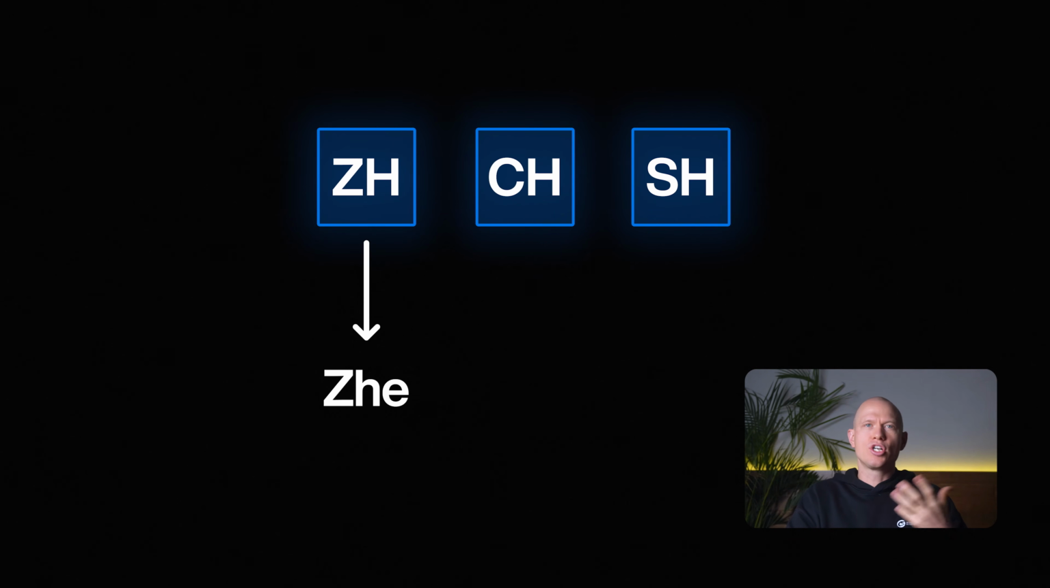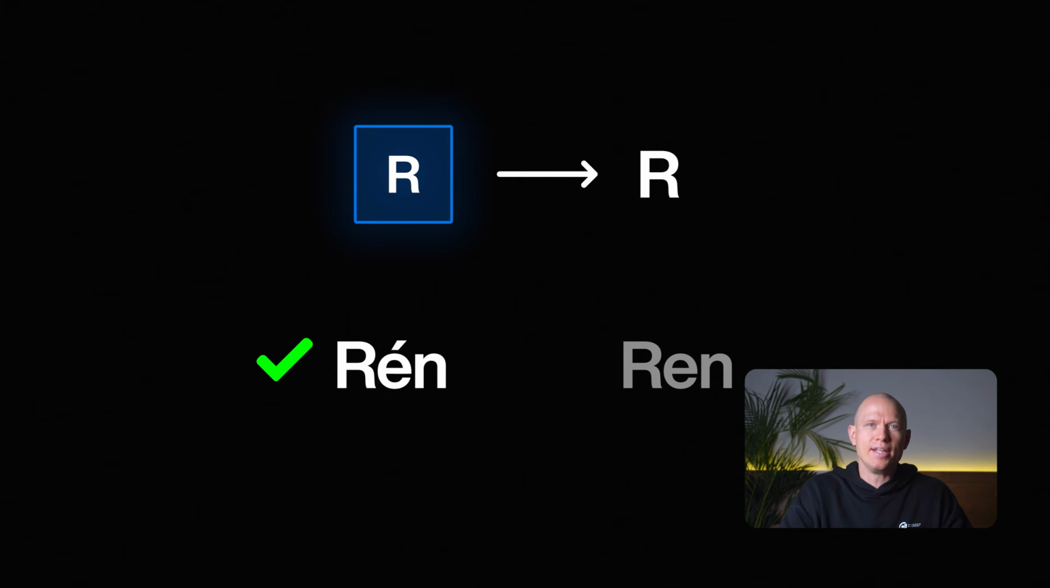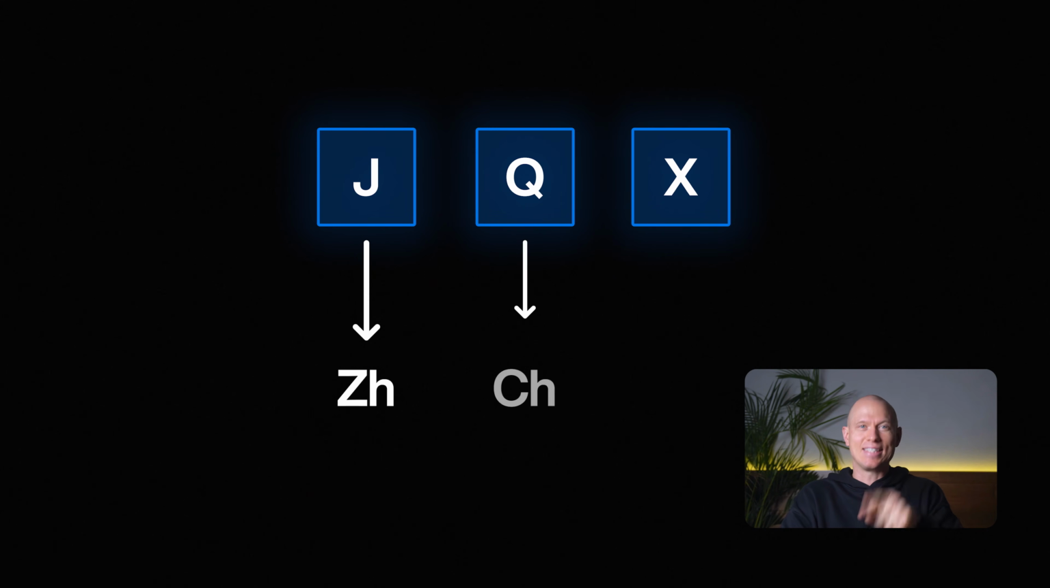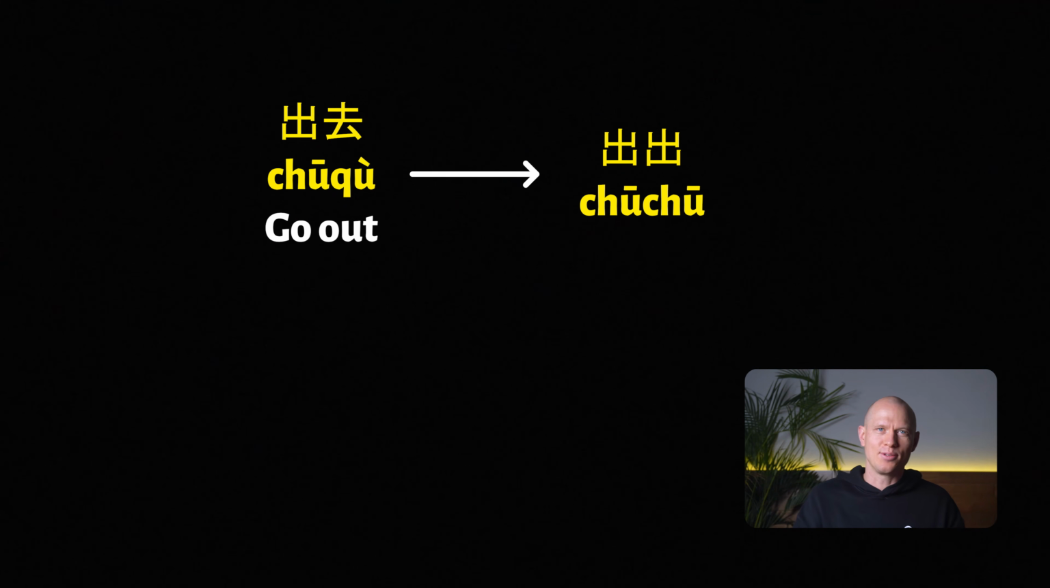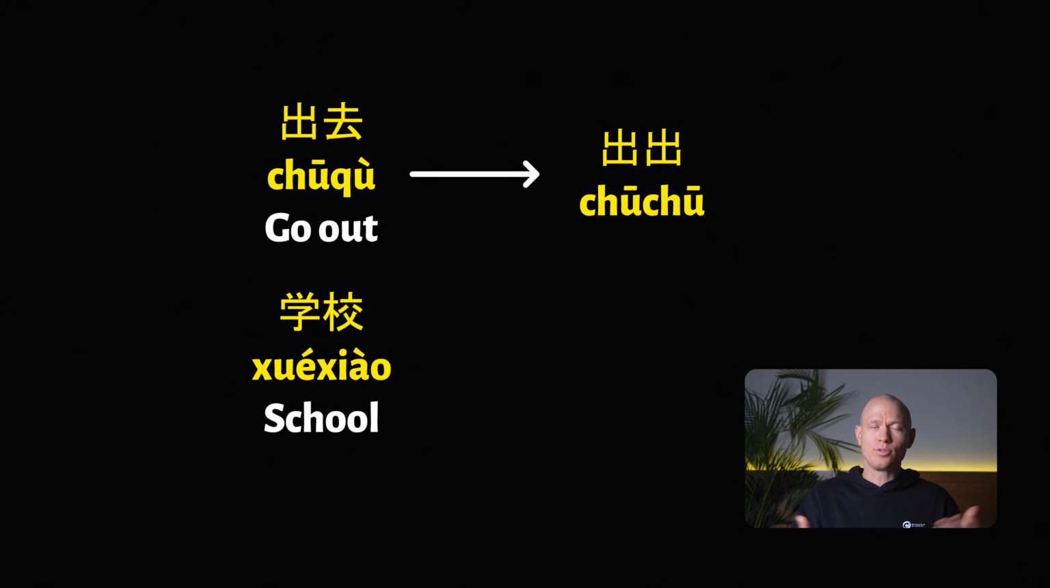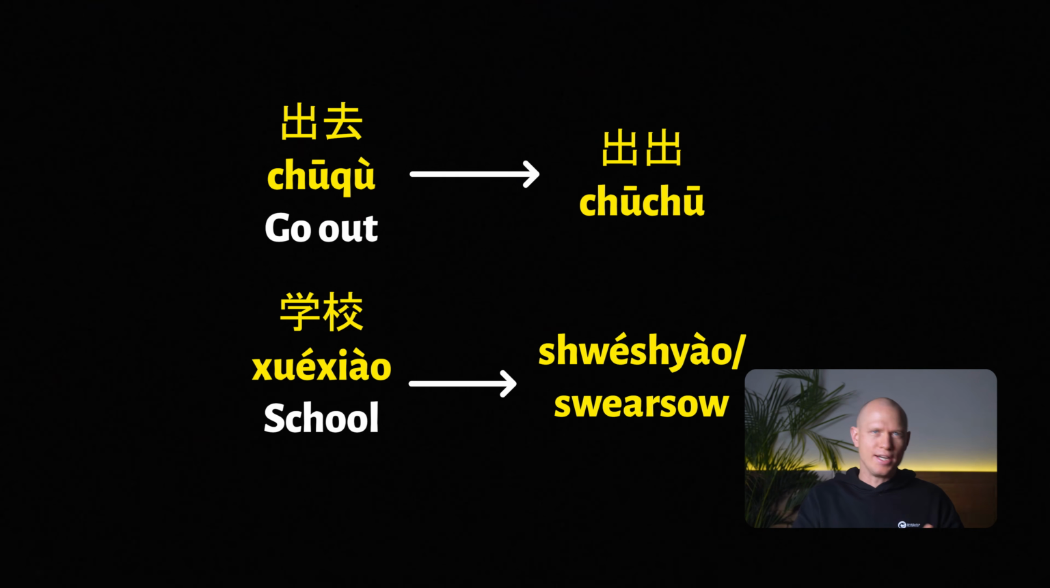More like, the Chinese R sound comes out sounding like the English R sound, which sounds really bad. So saying ren instead of ren, for example. The J, the Q, and the X, the G, T, C come out sounding like the ZH, the CH, and the SH. Or S. So, for example, 出去 might come out sounding like 出处, like you're imitating a train. 学校, school, might come out sounding like 学校 or 学校, something like that.